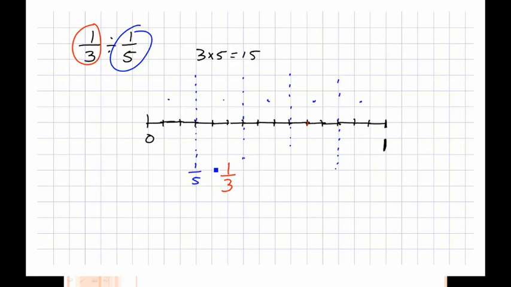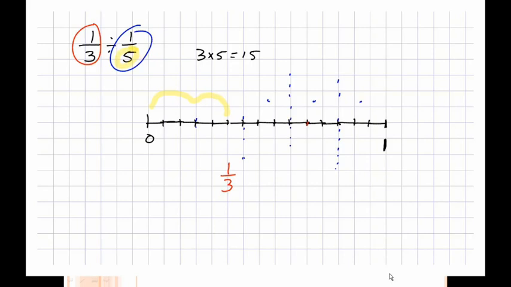An easy way to look at this without having to count like this, if you're trying to divide this number line, notice that 1/3, to get from 0 to 1/3, you have to have 5 sections to get to 1/3. Notice the denominator of the divisor is a 5.